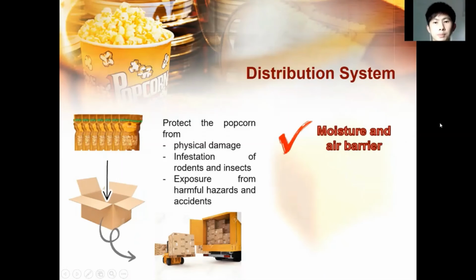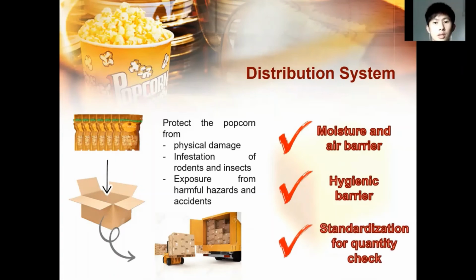The corrugated paper box will act as a moisture and air barrier to minimize the exposure of the packaged popcorn to the surroundings. Next, the corrugated paper box will act as a hygienic barrier to maintain the hygiene of the packaged products by segregating them from the harsh environment.